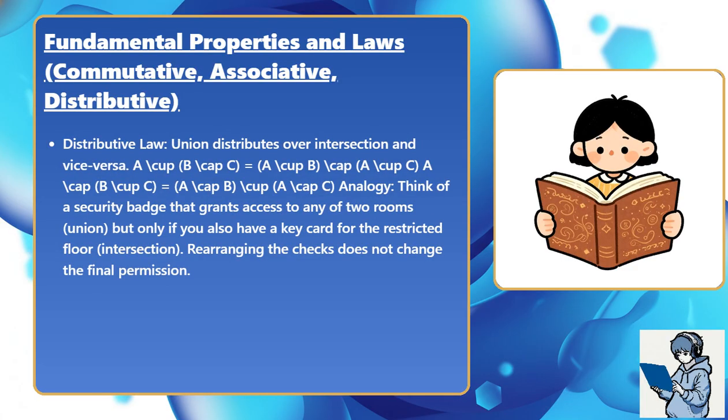Distributive law: union distributes over intersection and vice versa. A ∪ (B ∩ C) = (A ∪ B) ∩ (A ∪ C). A ∩ (B ∪ C) = (A ∩ B) ∪ (A ∩ C). Analogy: think of a security badge that grants access to any of two rooms (union), but only if you also have a key card for the restricted floor (intersection). Rearranging the checks does not change the final permission.